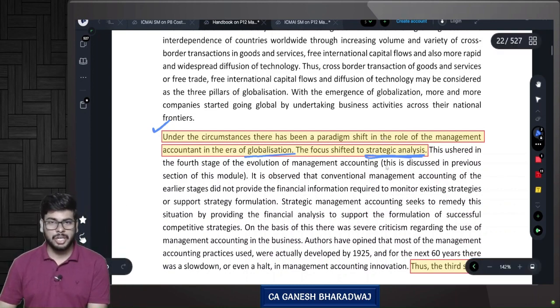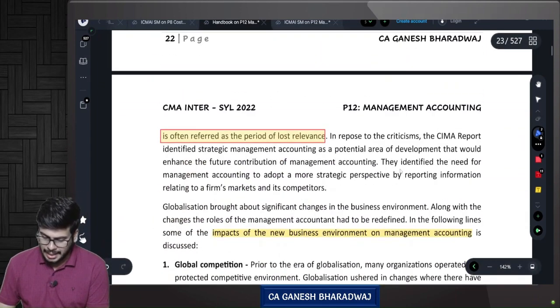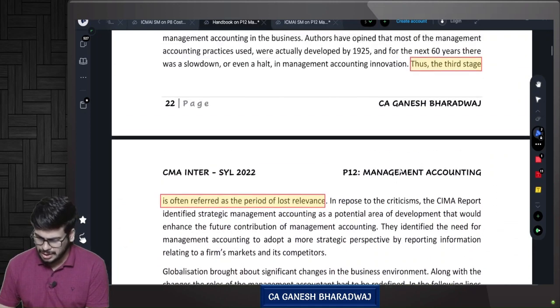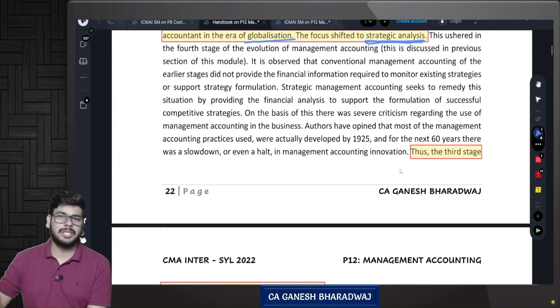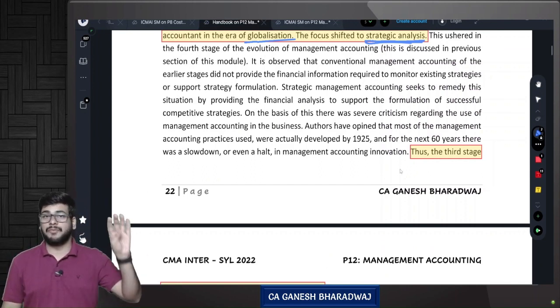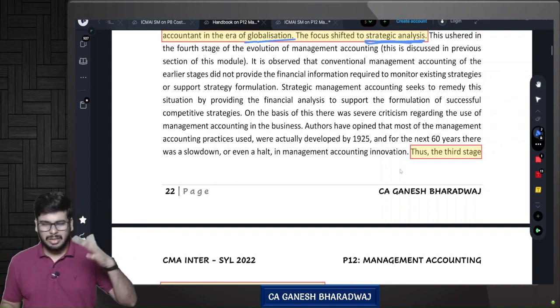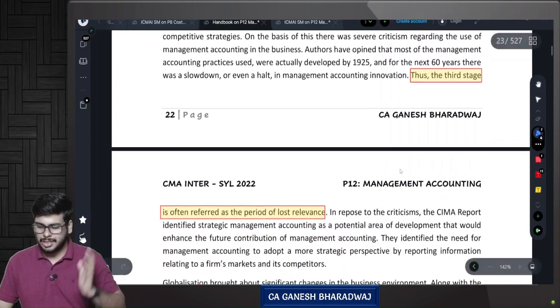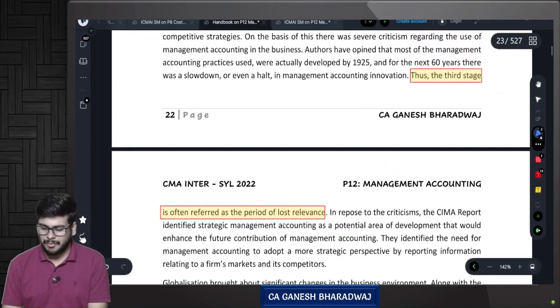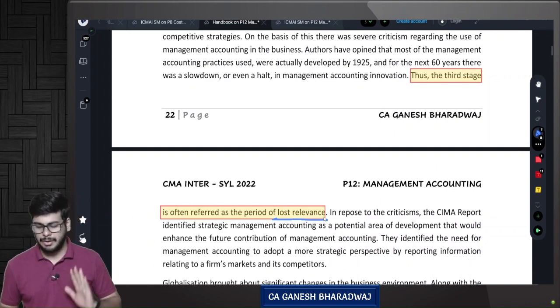Fine. So now the shift as a management accountant, you need to move into strategic analysis. Let me just get into this. Actually, there were multiple stages in which management accounting evolved. It didn't happen overnight. I will walk you through that. There are 4 stages through which management accounting came into picture. So right now, after whatever globalization has happened, the third stage is often referred to as a period of lost relevance. What is the third stage? We will see in a few minutes from now.